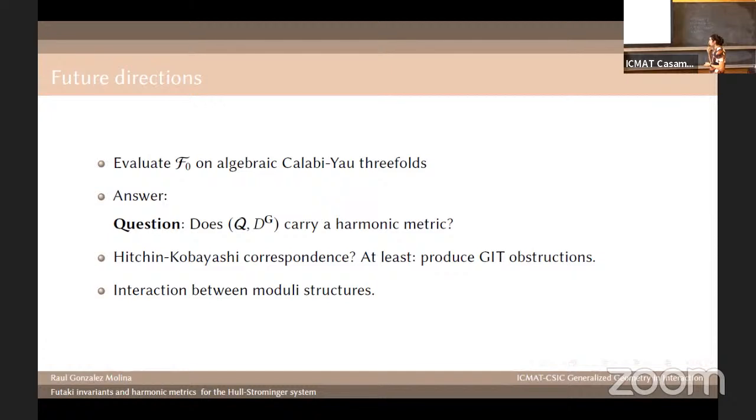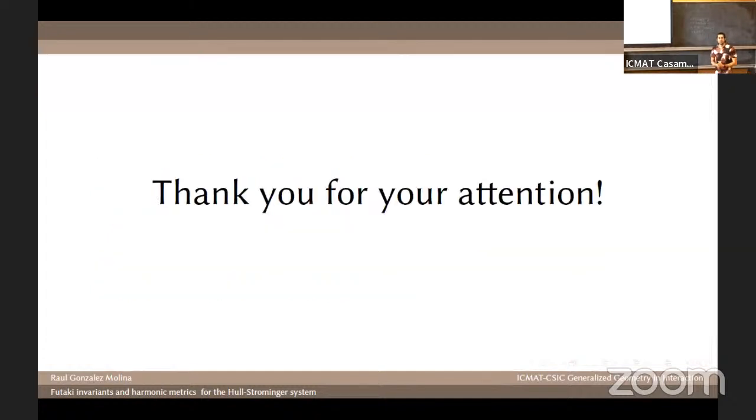And one last wishful thing is that in the same way that in Higgs bundle theory, different incarnations of the Higgs moduli have essentially different complex structures, and they conspire to give a full hyperkähler construction. Maybe different incarnations of the Hull-Strominger system, moduli of solutions and moduli of holomorphic Courant algebroids, can interact in a very interesting way to produce moduli with strong structure. Yeah, and that's it. Thank you very much.